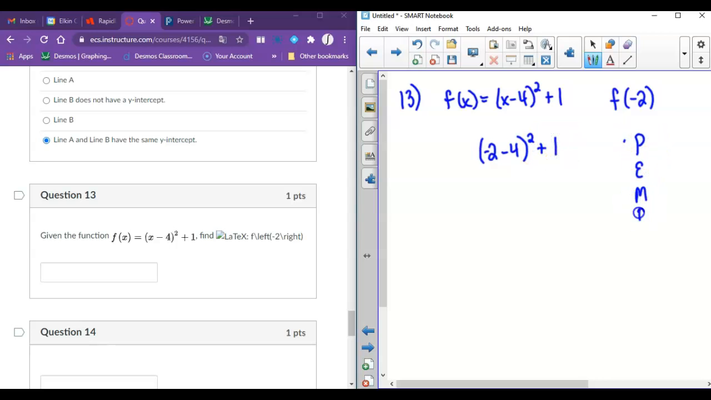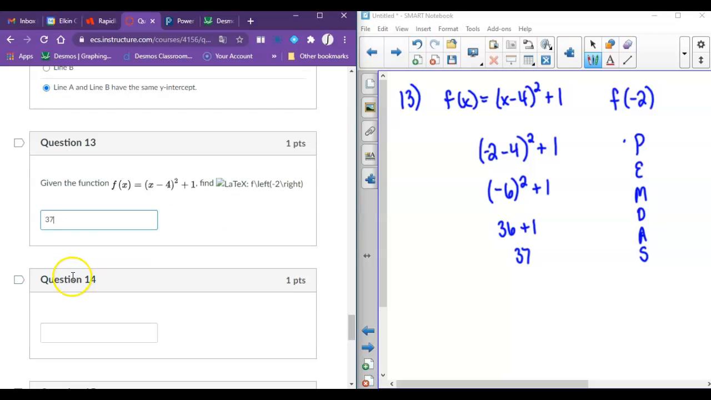Please excuse my dear Aunt Sally. PEMDAS: parentheses, exponents, multiplication and division, addition and subtraction. So, -2 minus 4 is what's in our parentheses. We're going to do that first. So we'll have (-6) squared plus 1. Then we have to do our exponent. So (-6) squared is -6 times -6, which is positive 36, plus 1. And then that's going to give us 37. So if we type in our answer over here, that'll be our answer.